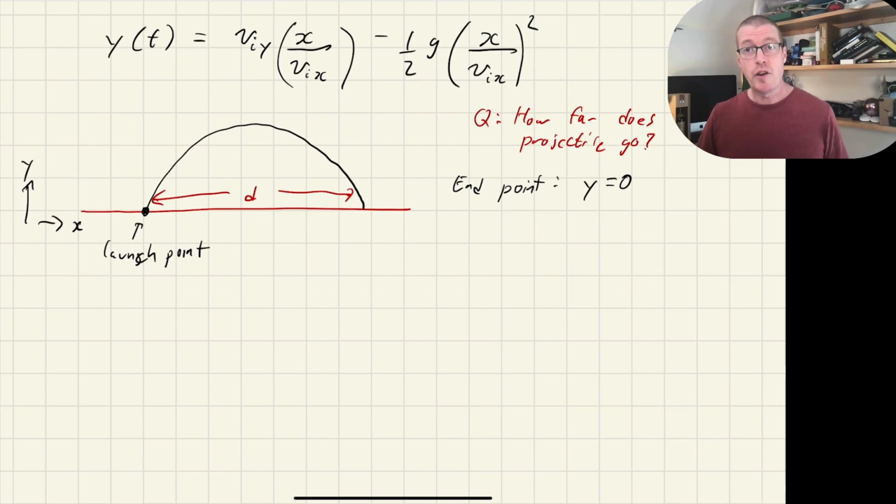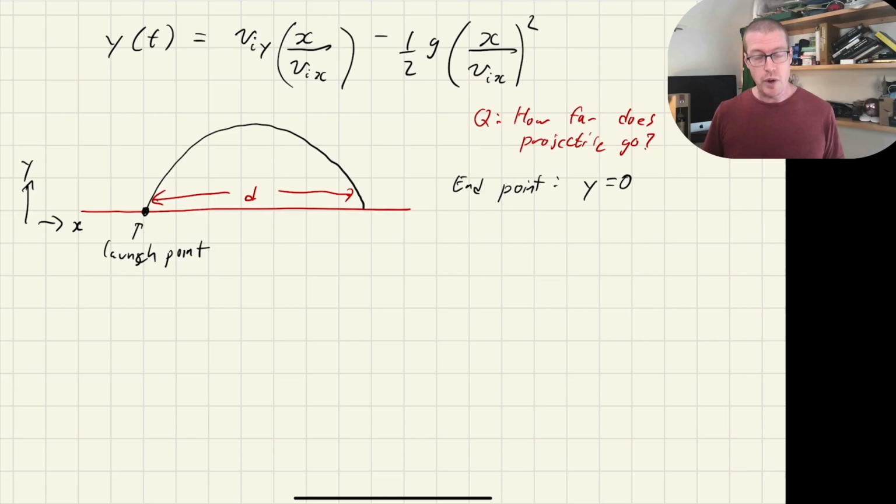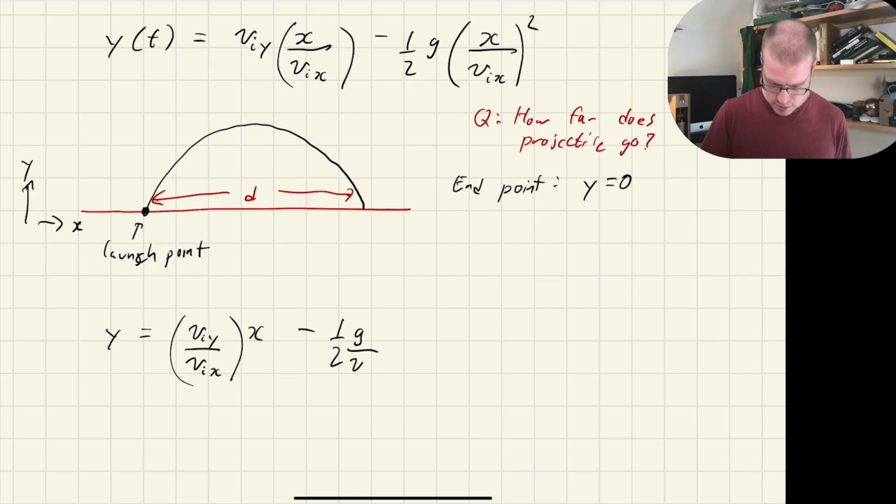So to find how far this projectile goes, I take our equation for the trajectory and I just find out where y equals 0. Now, this is a quadratic equation, but we don't need any fancy quadratic formula to solve it. All we need to do is just factor out an x.